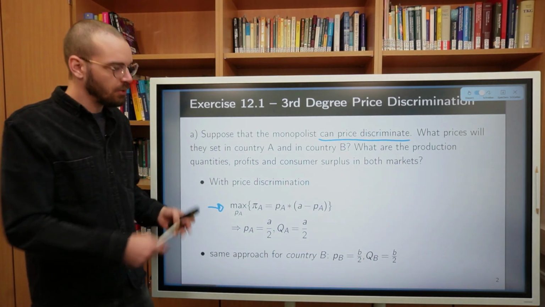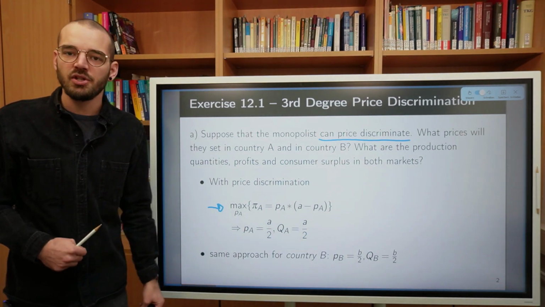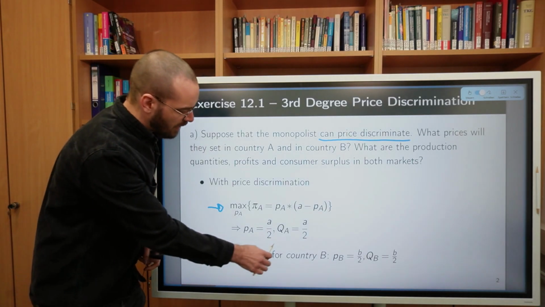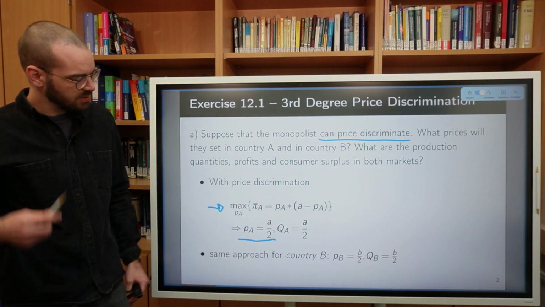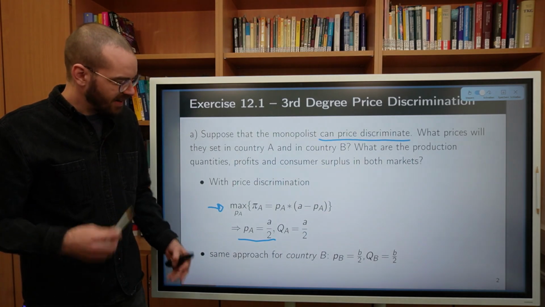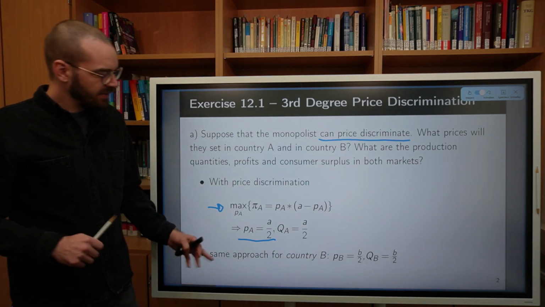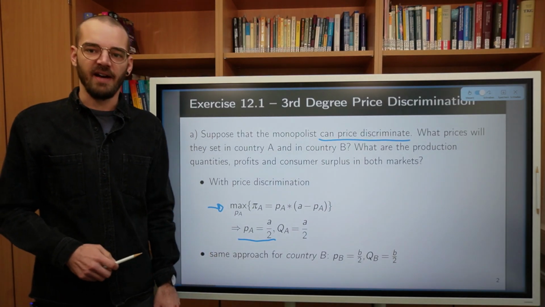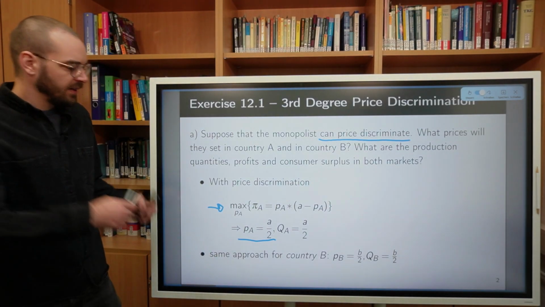And if you do so, of course, stating the first order condition for the maximum, you will find out that the profit maximizing price equals A divided by 2, so 1/2 A, and that the profit maximizing quantity is the exact same, A divided by 2.